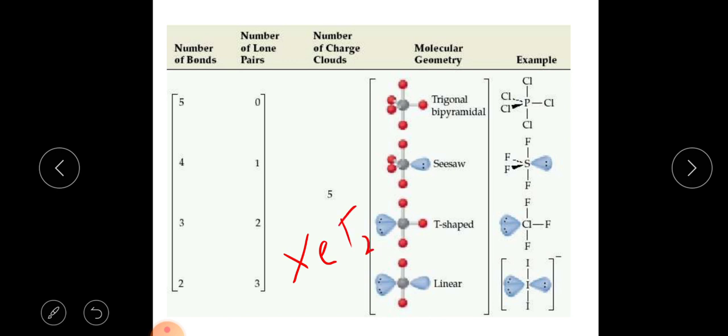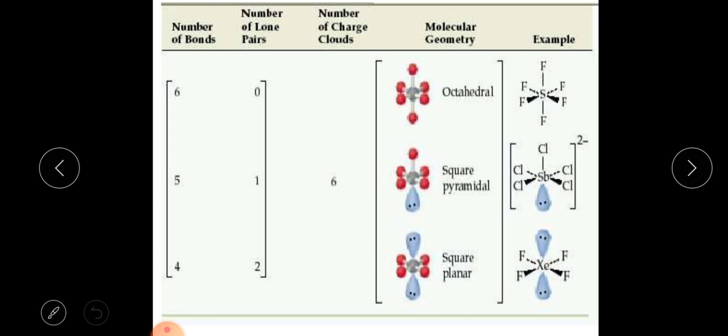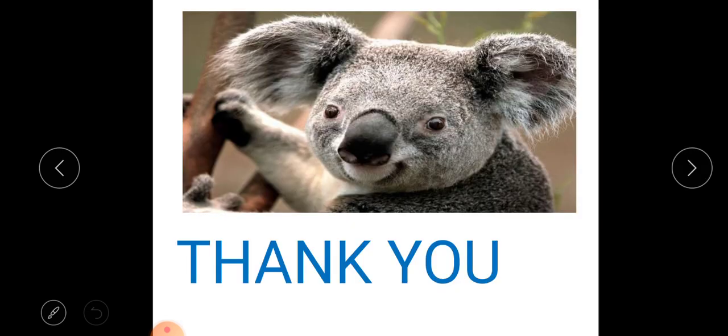I3 minus is another example for this kind of geometry. Then you have 6: if all 6 are bond pairs, it is called octahedral, which is also called square bipyramidal. Then out of the 6, 5 bond pairs and 1 lone pair is called square pyramidal, because one pyramid goes and the lone pair is below. Then 4 and 2 is called square planar. Okay, thank you. That's all about the discussion of VSEPR theory.